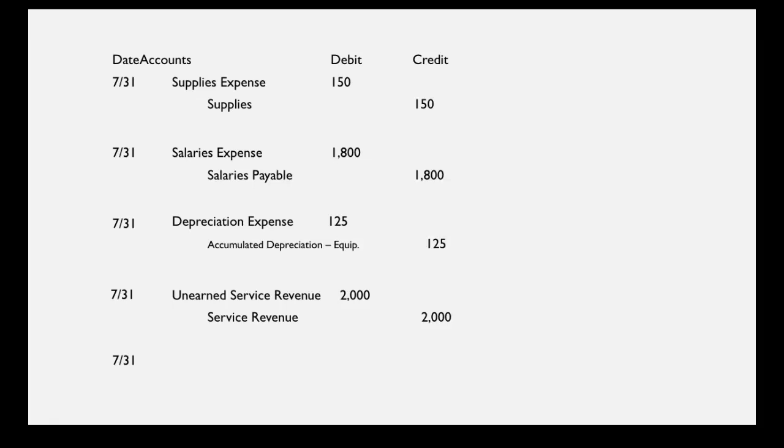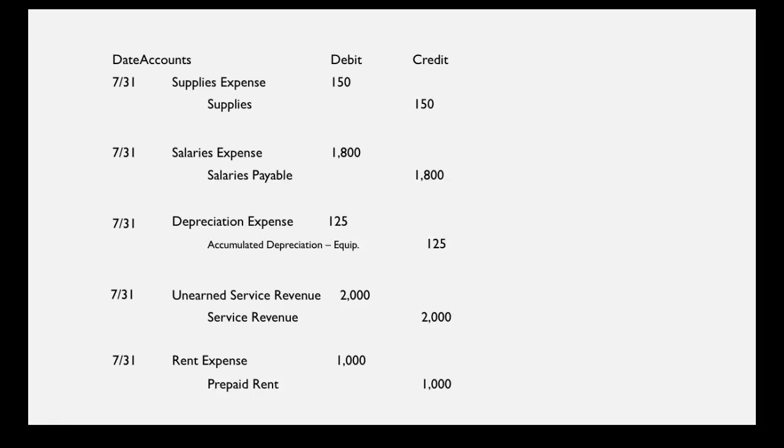Prepaid rent is an asset. So to decrease an asset, we'd be crediting our prepaid rent. But first we need to figure out what our debit would be. Well, if we're crediting an asset, that means that based off of the rules that we have, our debit must be an expense. So since we're dealing with rent, we will debit rent expense of $1,000. And prepaid rent, we credit for $1,000.